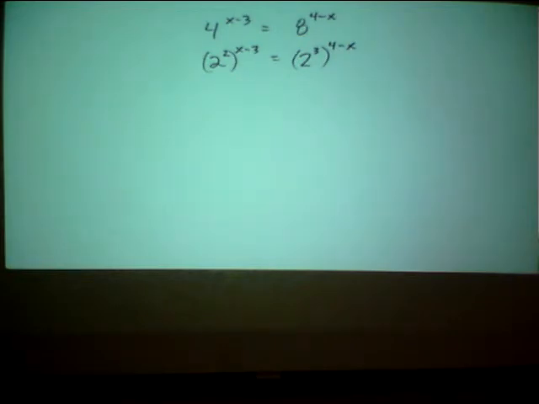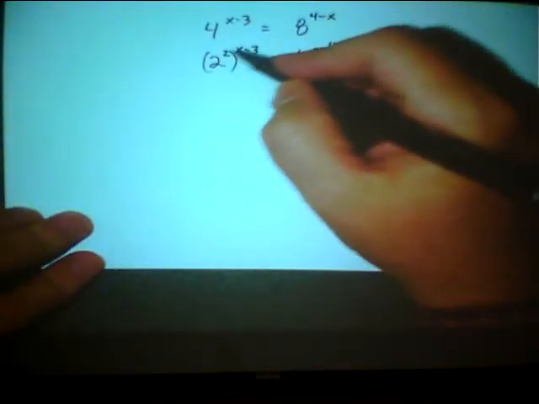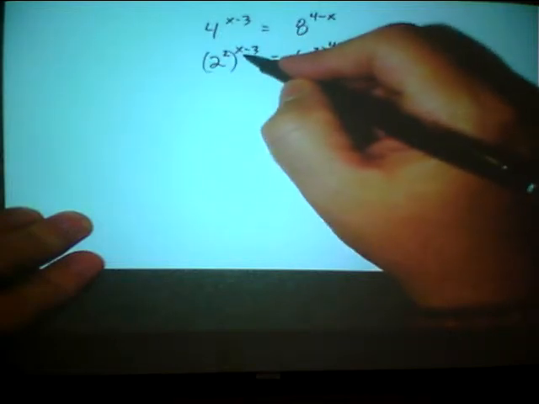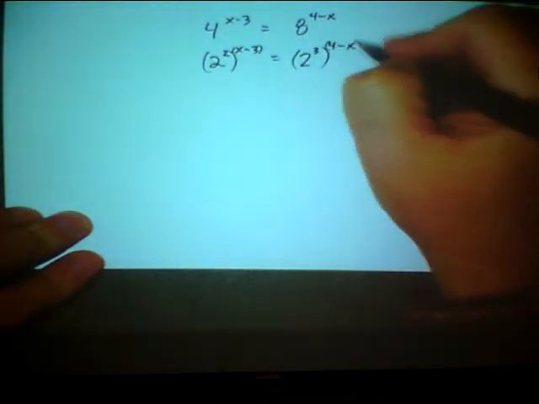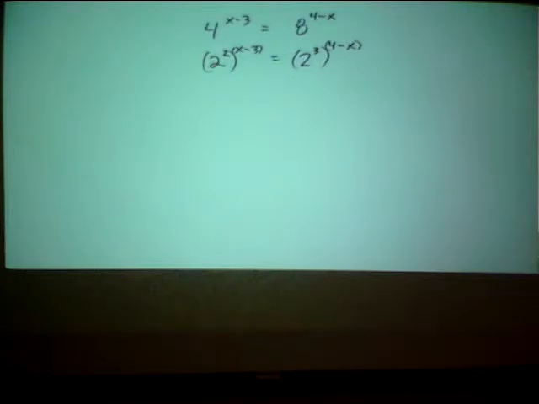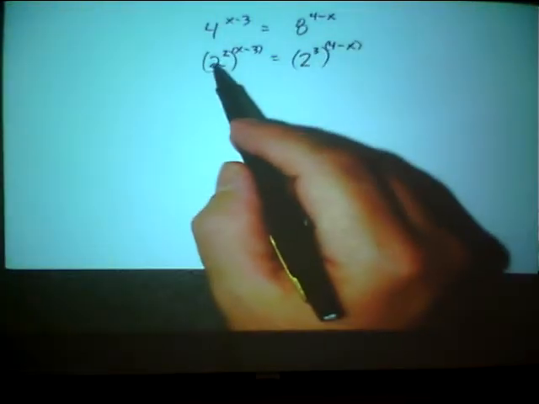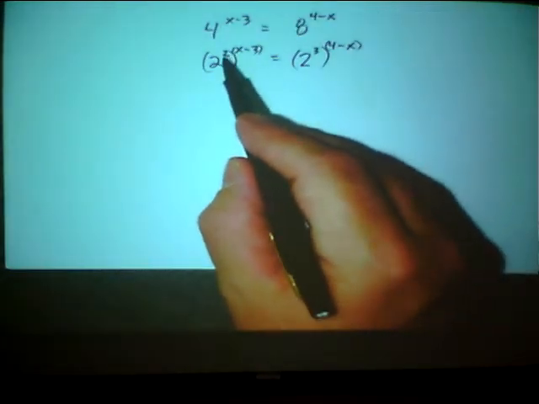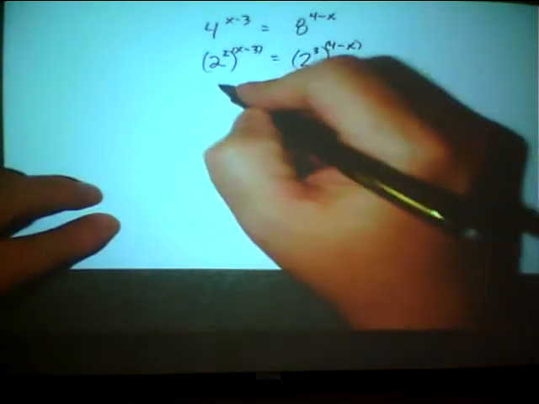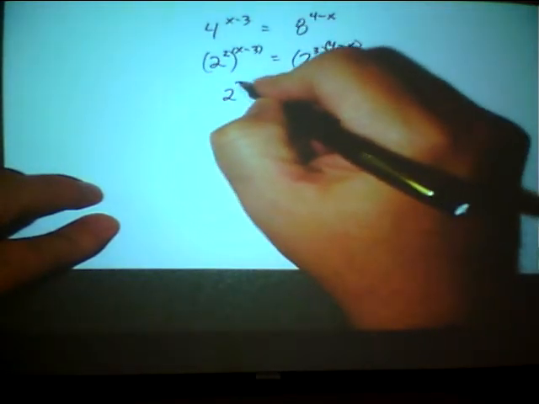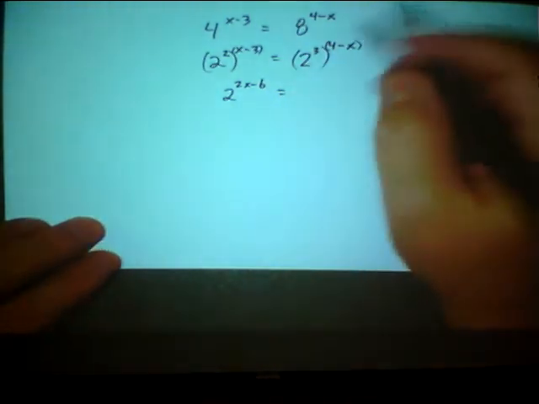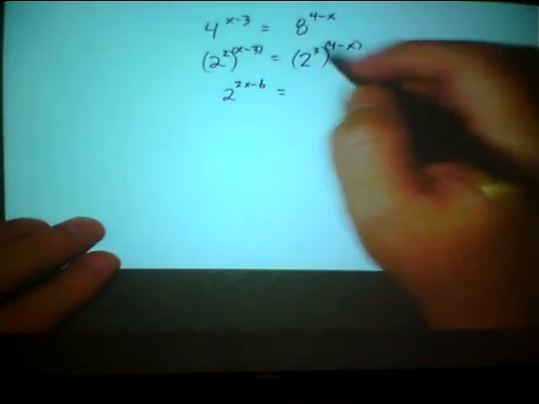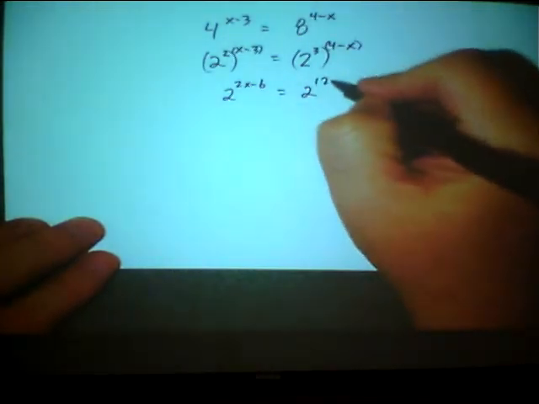Hopefully, if you remember, one of our product rules says that if you take an exponent and you raise it to another exponent, what do you do with these exponents? In this case, you multiply them. And just to be very clear, I'm going to put parentheses around the x minus 3 and the 4 minus x because I'm going to have to multiply by the whole thing. So this is going to be 2, and the exponent is going to be 2 times x minus 3. So if I use my distributive property, it would be 2 to the 2x minus 6. And the right-hand side, I'm now going to multiply 3 times 4 minus x. So the right-hand side would be 2 to the 12 minus 3x.